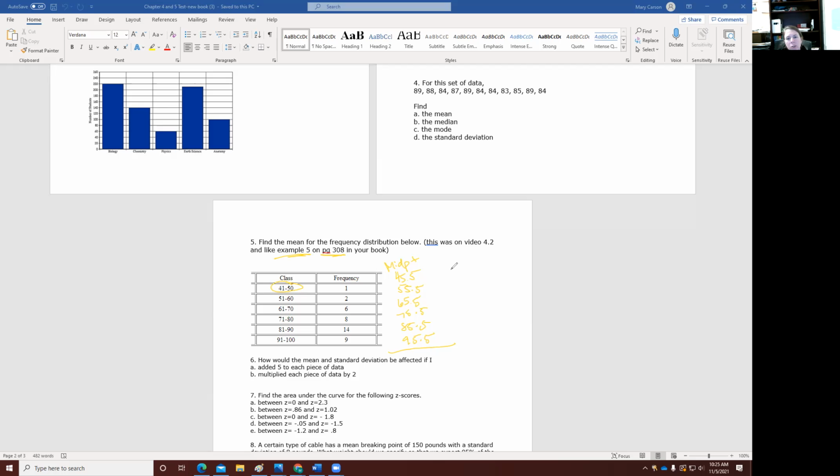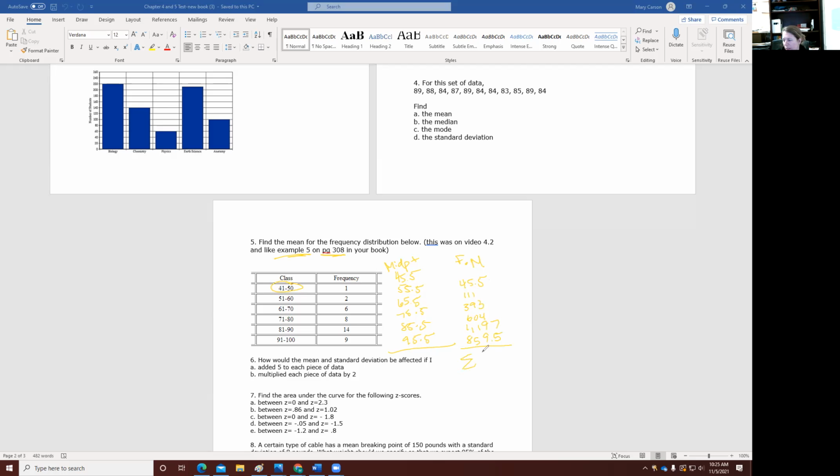All right, the next step you would do is multiply the frequency times the midpoint. So 1 times 45.5 is 45.5. 2 times 55.5 is 111. 6 times 65.5 is 393. 8 times 75.5 is 604. 14 times 85.5 is 1,197. And 9 times 95.5 is 859.5.